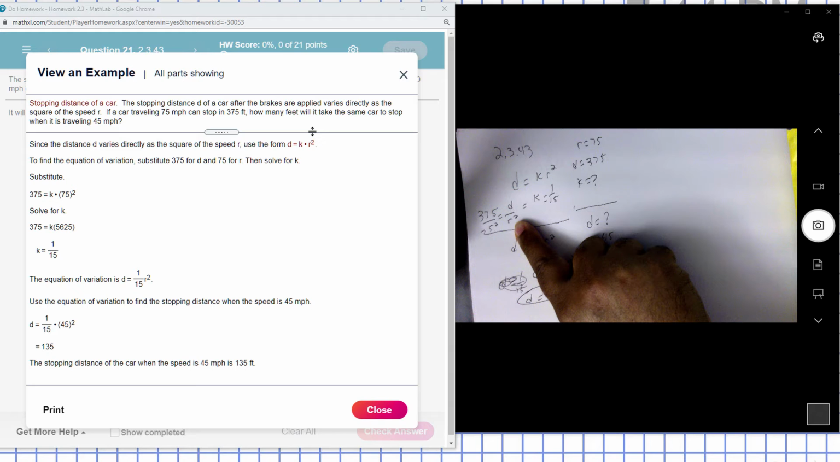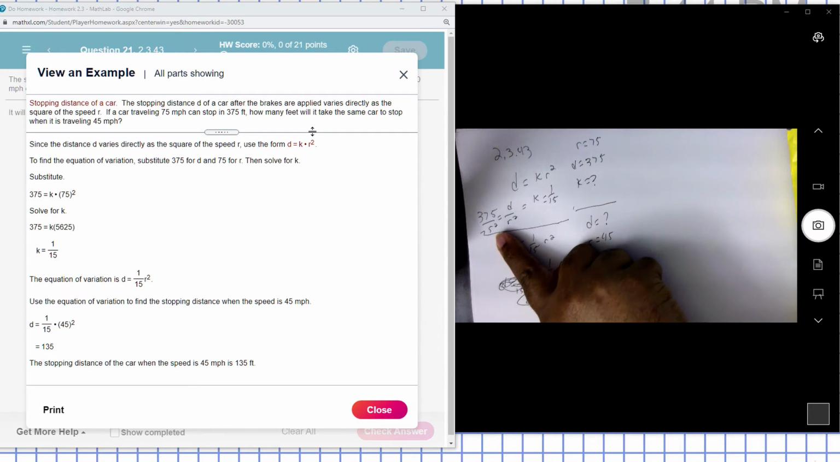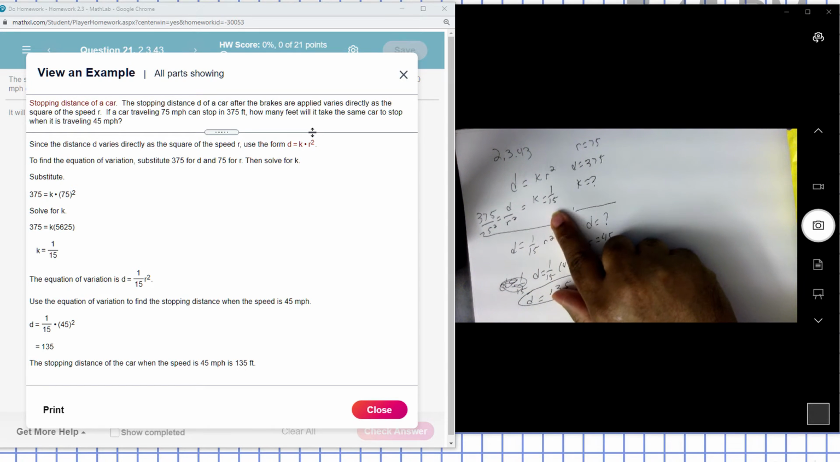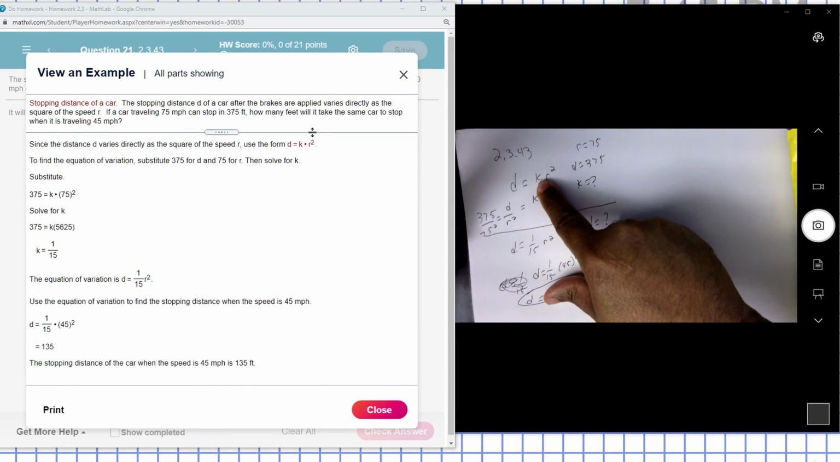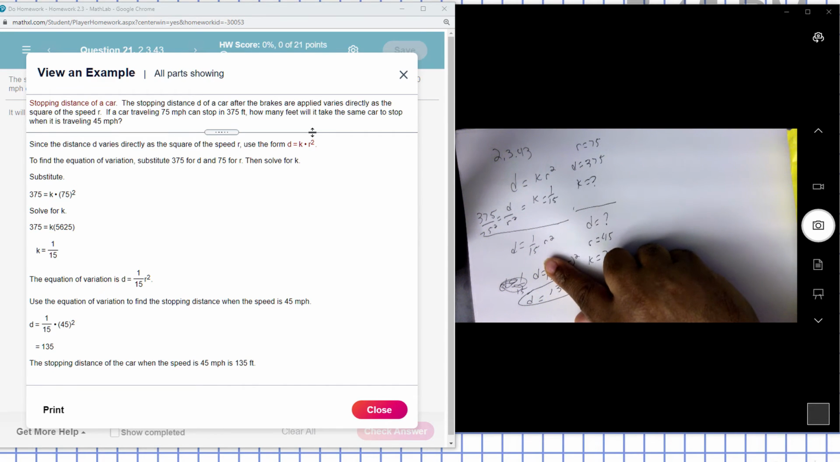In this case, my D is 375 and my R is 75. So I have 75 squared here. That simplifies. That'll simplify to 1 over 15. So that's my K. So I can replace that K, my constant of proportionality, with 1 over 15.